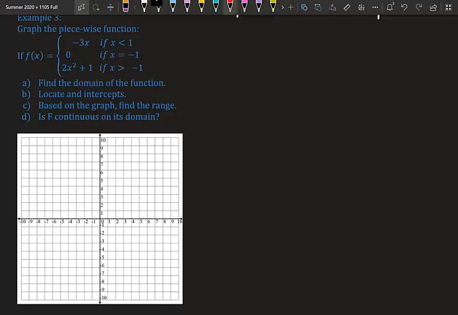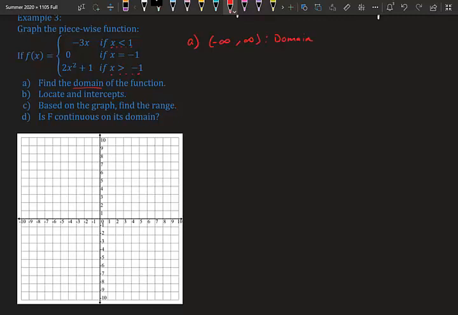I'm going to find domain first. We can't find range unless it's from a graph. So let's find domain. To find domain, we only look at the first and the last. The first one is going to the left, so that's negative infinity. And the right one, it's a single inequality, and it's going to the right. That means positive infinity, so that is our domain.